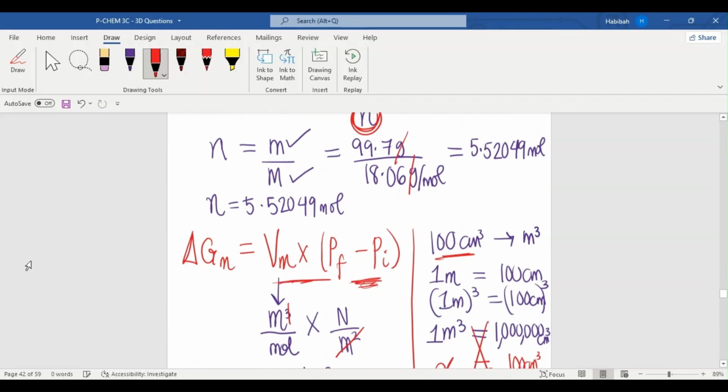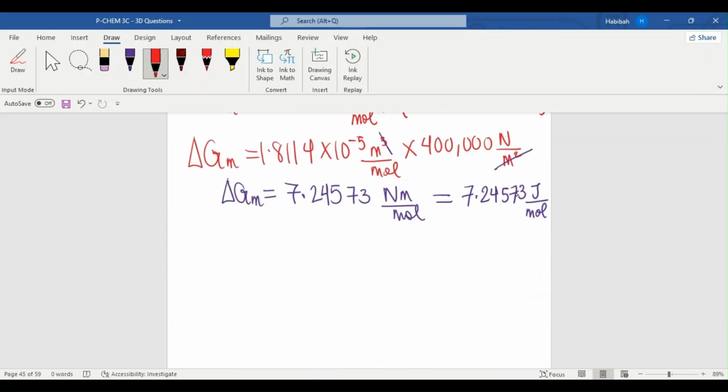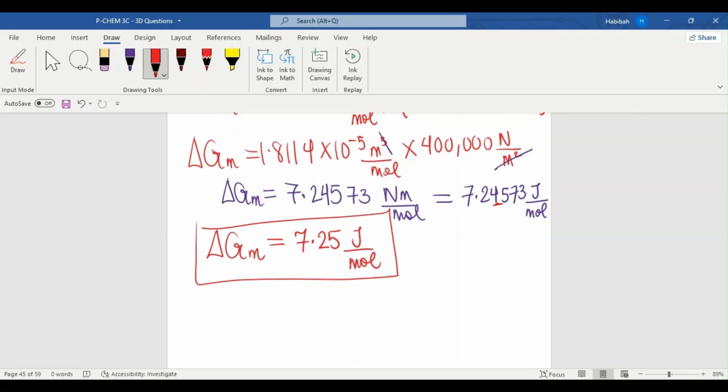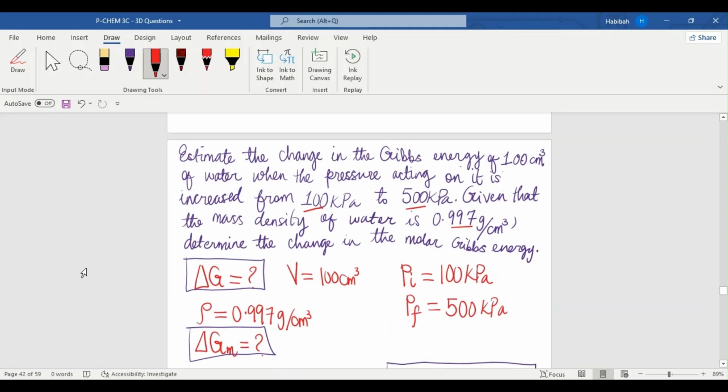So that means our final answer would have to be in 3 sig figs. So the change in molar Gibbs energy is going to be 7.25 joule per mole as the answer to the question. Now, I wanted to also mention something. If you go back to our question, you notice that we're not simply asked to find the change in molar Gibbs energy. We're also told to estimate the change in Gibbs energy.